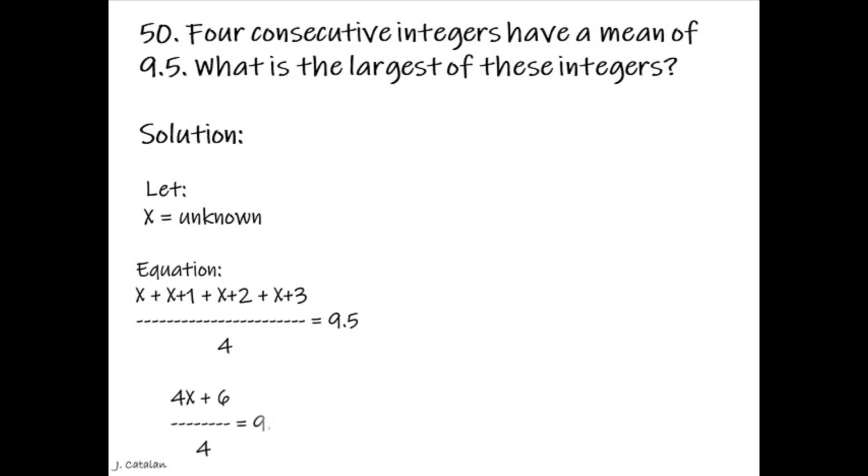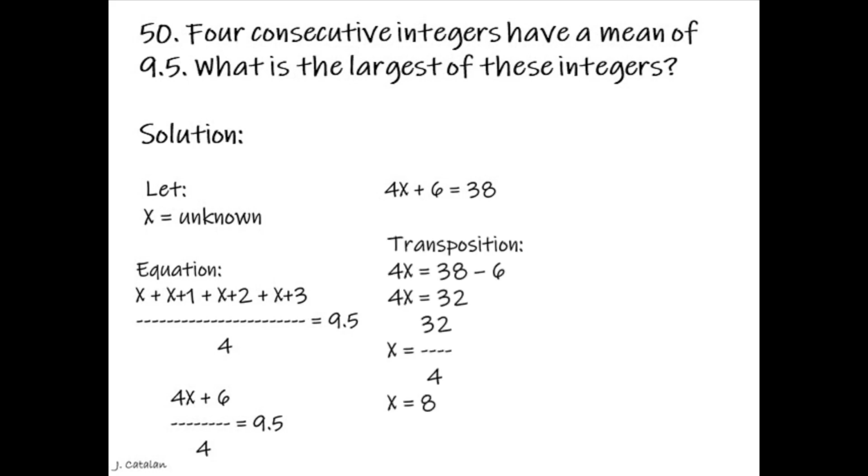Simplify. It will now become 4x added by 6 divided by 4 is equals to 9.5. Cross multiply. It will now become 4x plus 6 is equals to 38. Transposition. It will now become 4x is equals to 38 subtracted by 6. 4x is equals to 32. We can now solve x by transposition. Dividing 32 by 4. The result is x is equals to 8. X added by 3 is equals to 11, which is the largest value.